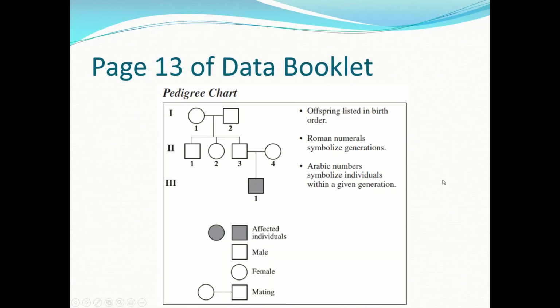So in your data book on page 13, it gives you a little legend. So it tells you that females are circles, males are squares, and if you're affected, you're grayed. So this person is affected, none of these people are. Mating, you'll be attached to each other like that. So these two mated, and then you can see they have 1, 2, 3 offspring, right? There isn't one connected to this, and that's because these two mated. So, and then they produced 1 offspring.